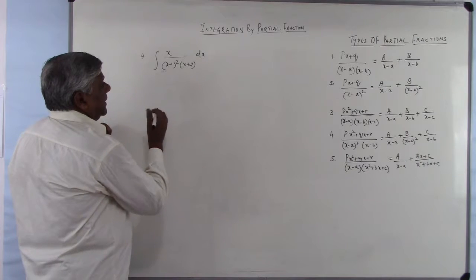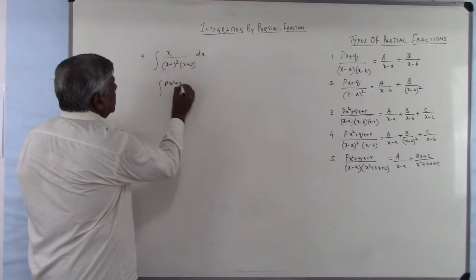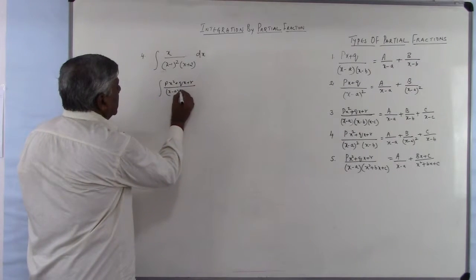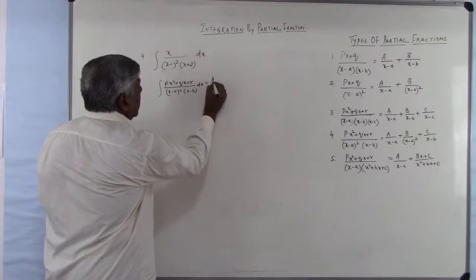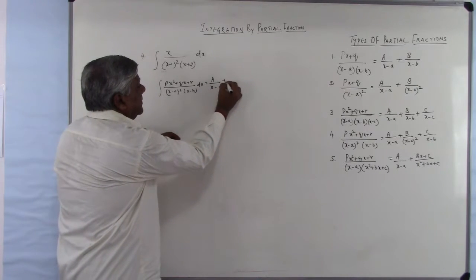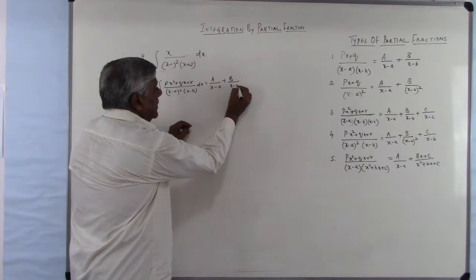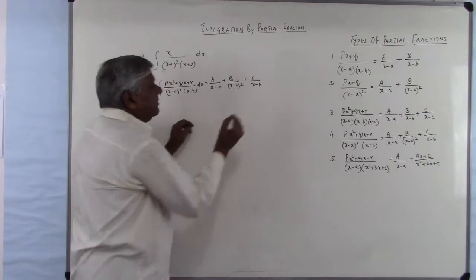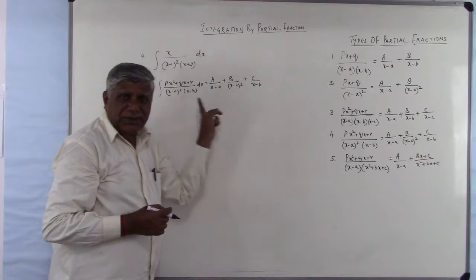Now we shall start with the fourth problem. The fourth problem is of the type integral px square plus qx plus r divided by x minus a whole square into x minus b into dx is equal to a over x minus a plus b over x minus a whole square plus c over x minus b. This is the fourth type. This type we are going to see here.